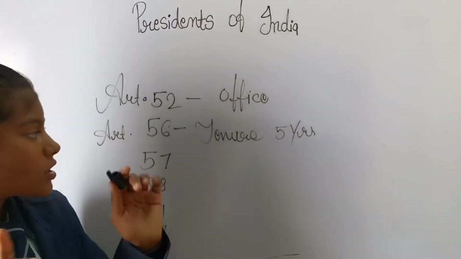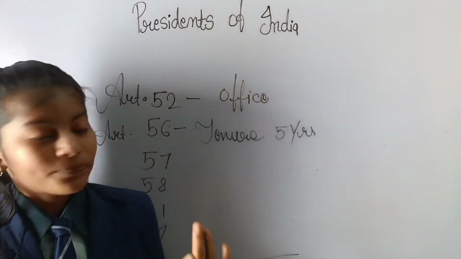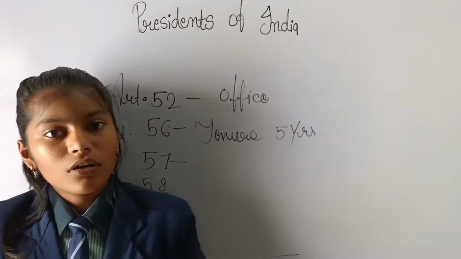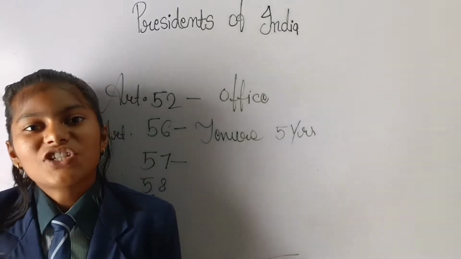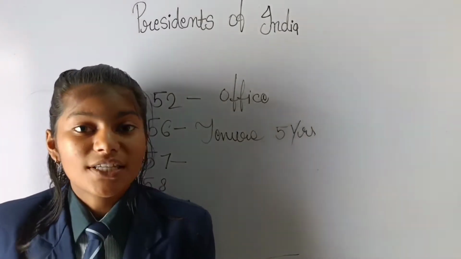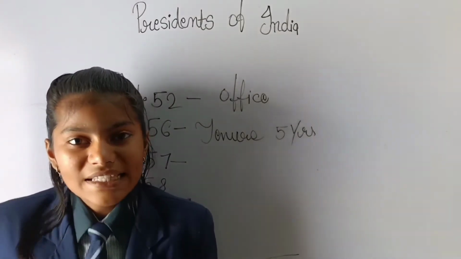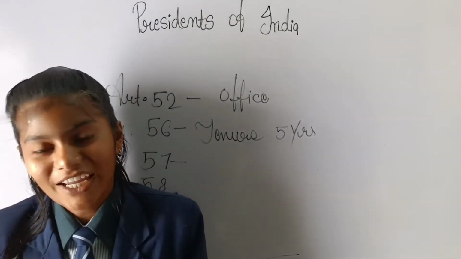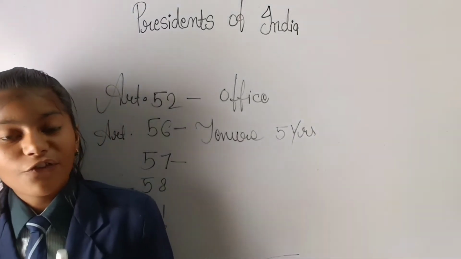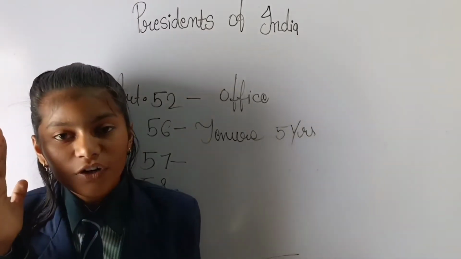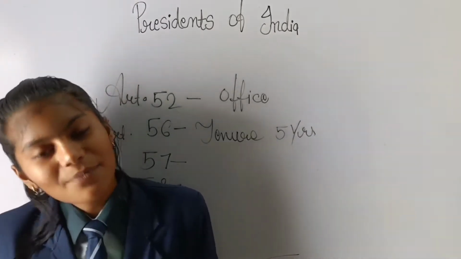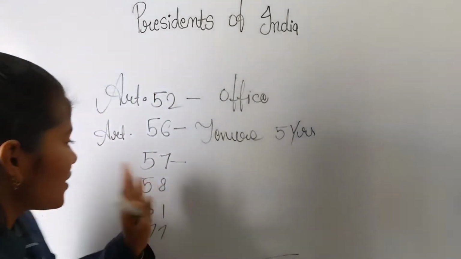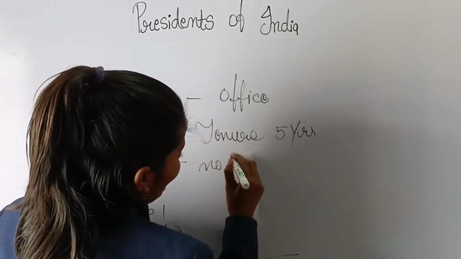After the tenure, Article 57 tells about unlimited terms. It says that any person can become President as many times as he or she likes. There is no defined limit on the number of attempts a person can make to become President. So there is no limit to being a President.